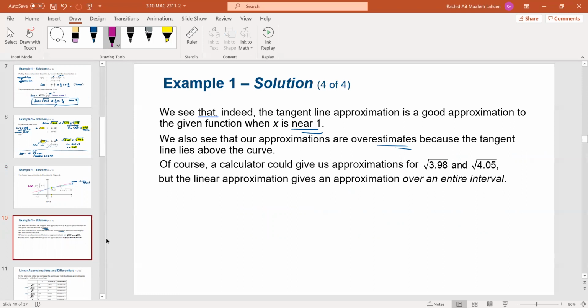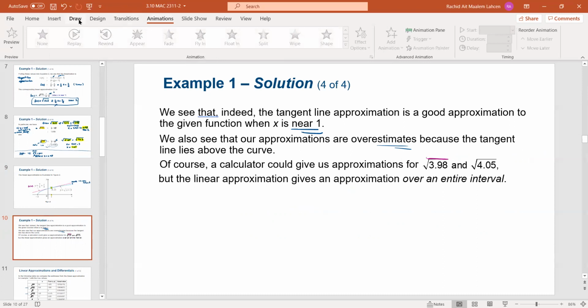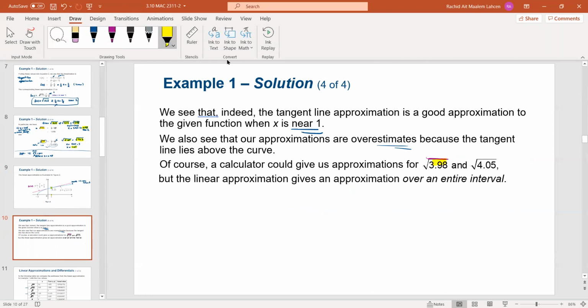So of course you can use a calculator to figure out these parts, calculate these and compare them with the values we find. And of course the calculator computes the point itself, but linear approximation here gives an approximation over an entire interval, because you see we used the tangent and the point, so we're dealing there with some intervals.